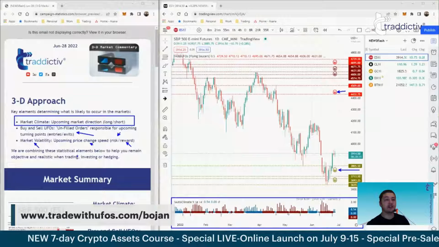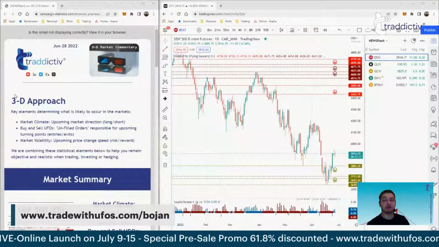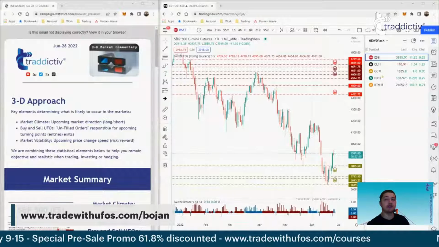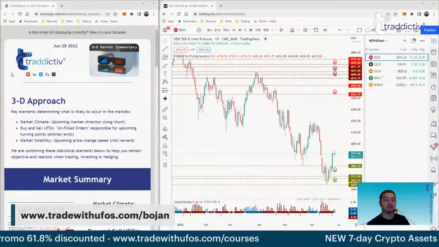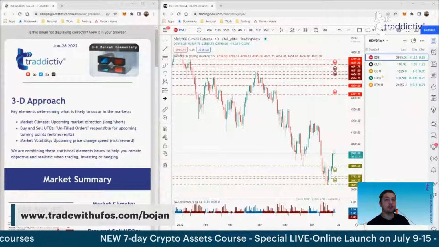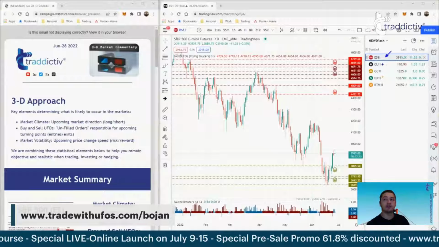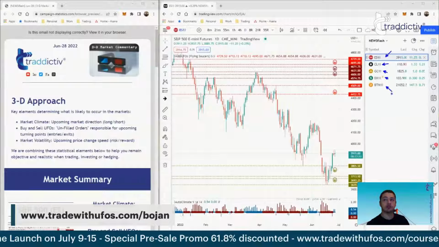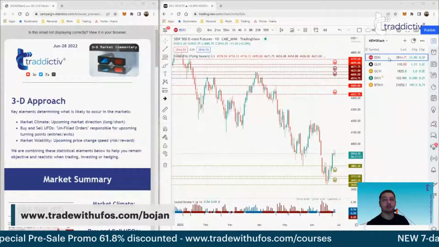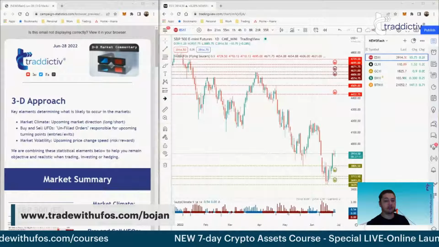Combining these statistical elements, we remain objective and realistic, which is extremely important when it comes to trading, investing, or hedging. So we're going to apply these three different overviews on top of every one of these markets here that we have, which is the S&P, crude oil, gold, dollar index, and Bitcoin. All right, so let's go ahead and get started with the first one for today.